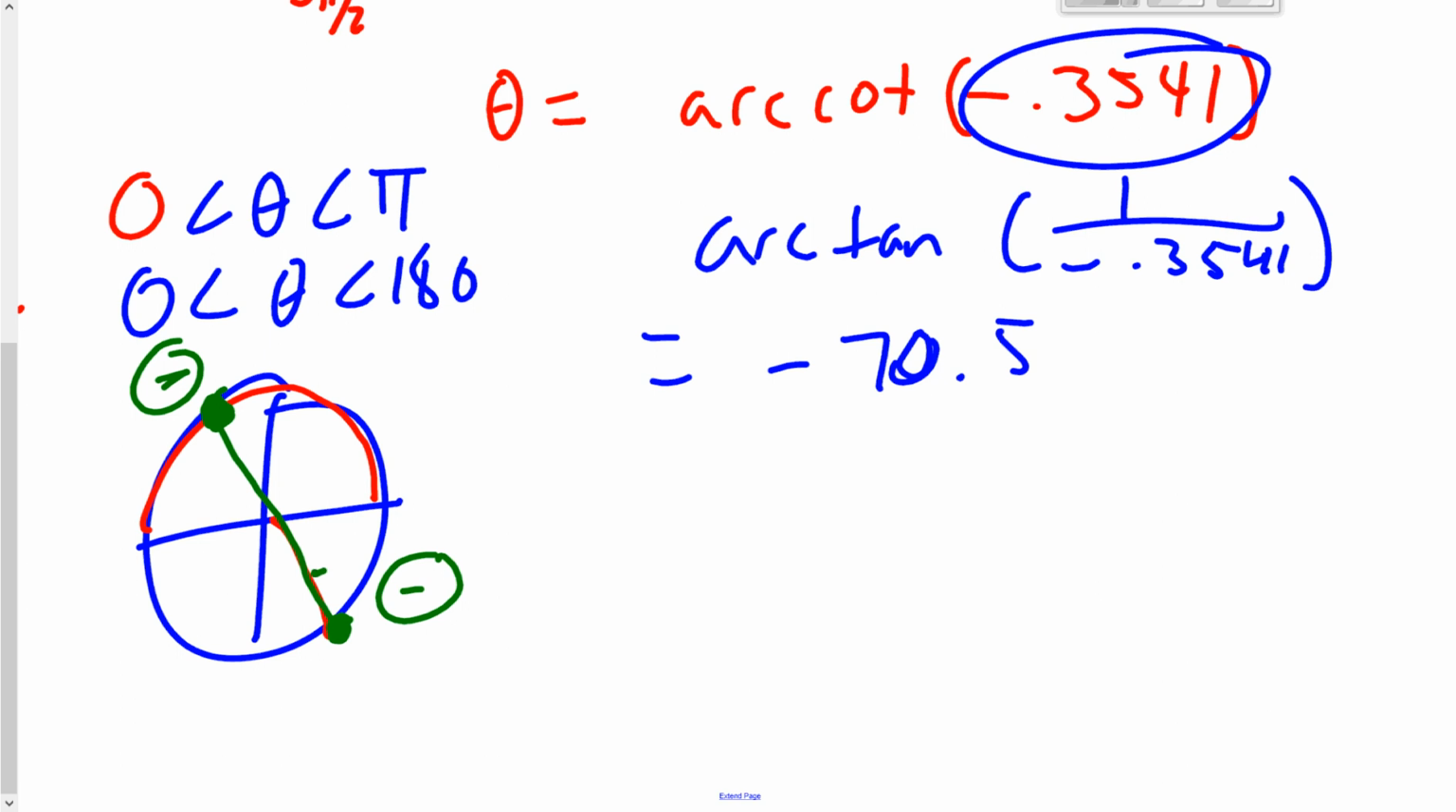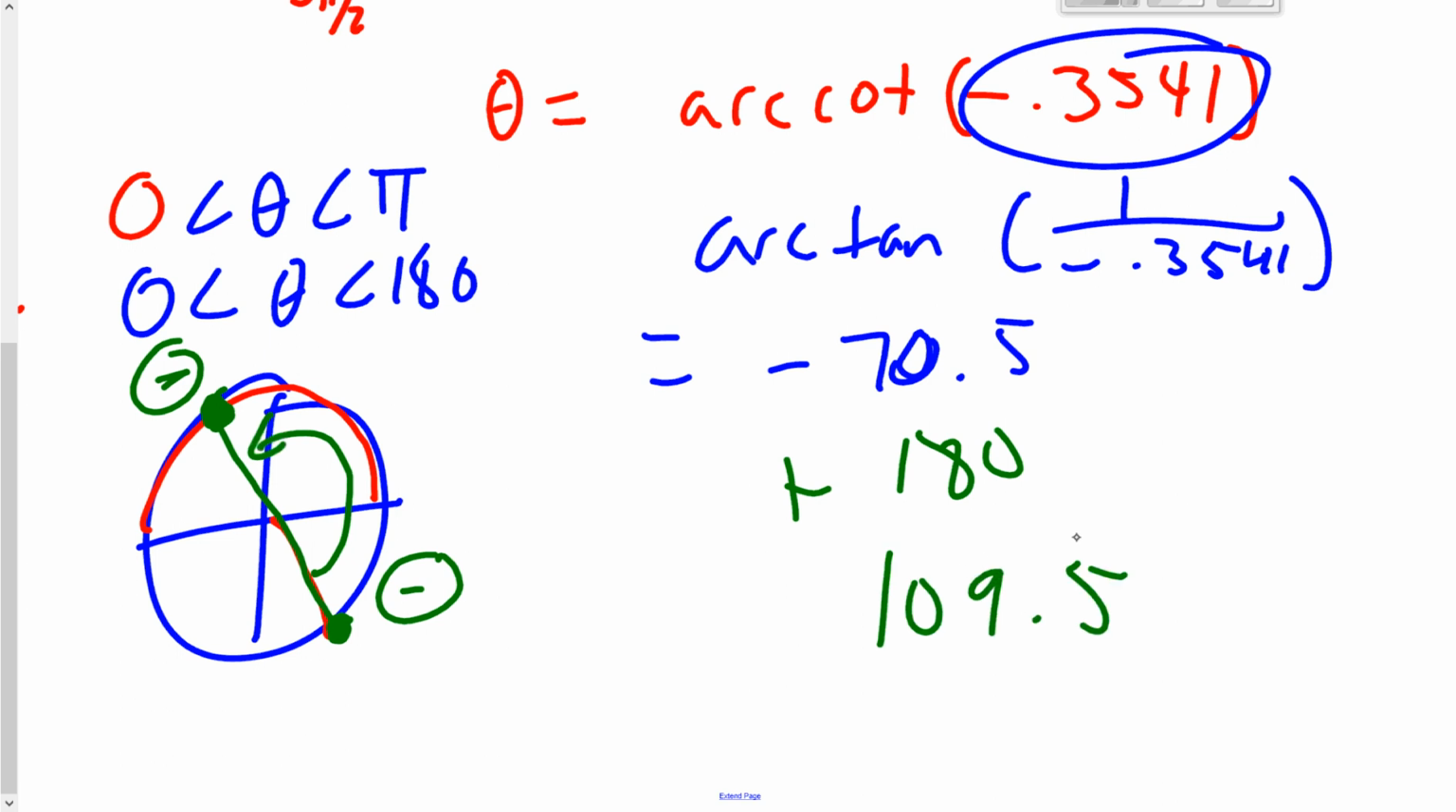So if I add 180 degrees to this -70, then I will get actually a positive angle in the second quadrant, right? So if I add that, then I'll get to the 109.5 degrees as my correct answer. So I needed to add 180.